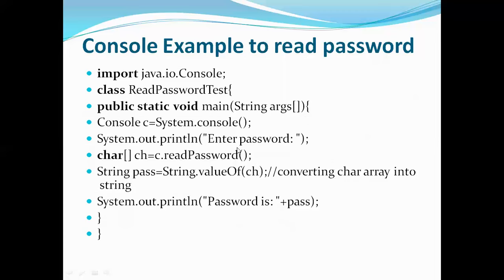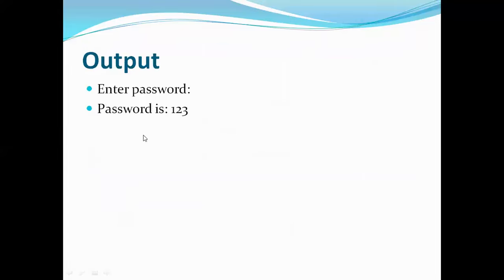When you enter this line, it is asking you to enter the password, right? Now when you enter it, it will not be visible because it reads the password in invisible characters. But after reading, if I want to know it, you can convert that array into a string and then print that string. You will get the password. So this is how it will look.